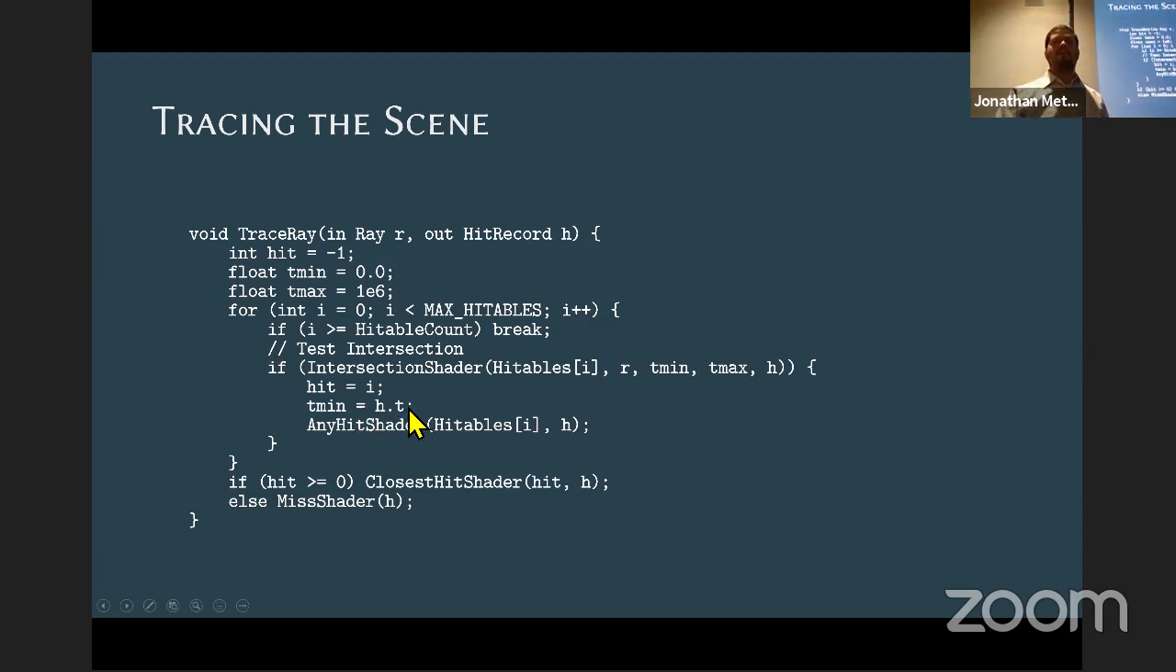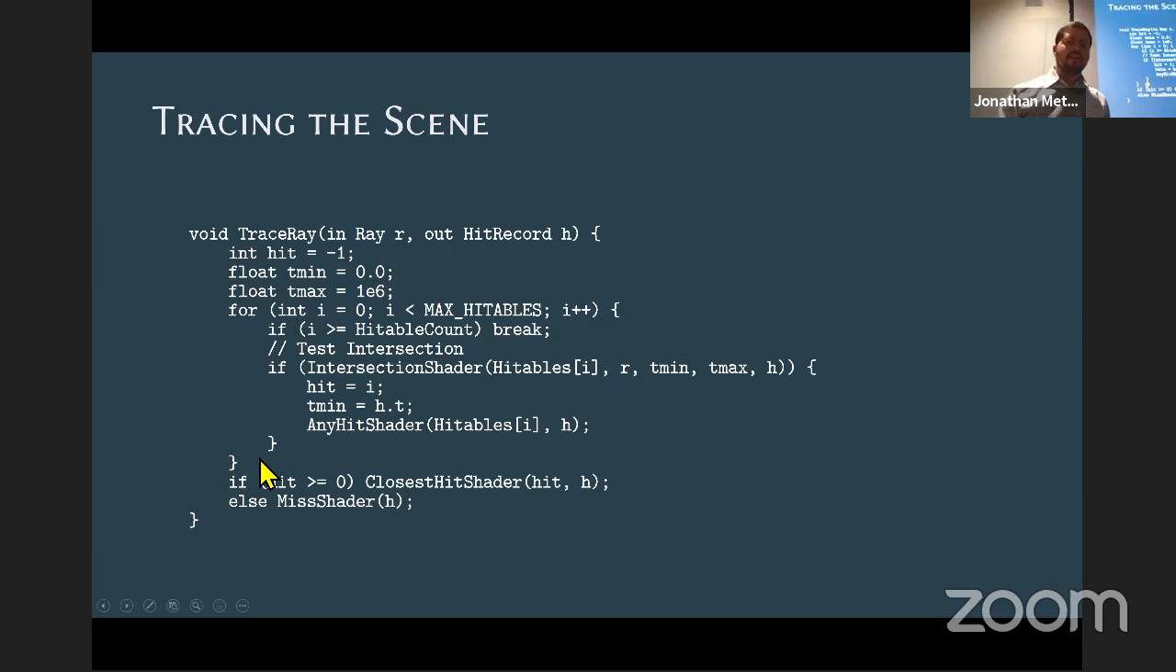So we only start tracing, we're looking basically for objects that are before Tmin. Otherwise, we call our any hit shader. We can use that for different kinds of things, like it might be shadow rays or participating media. We might have some reasons for that.